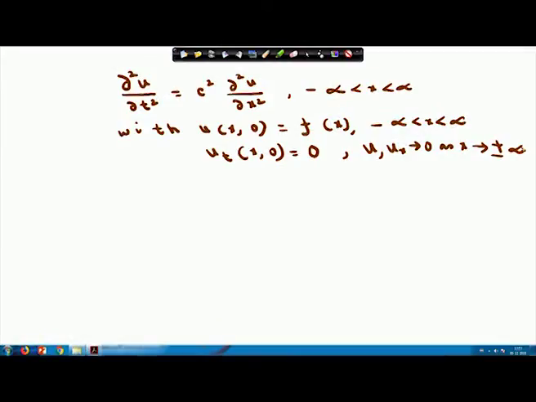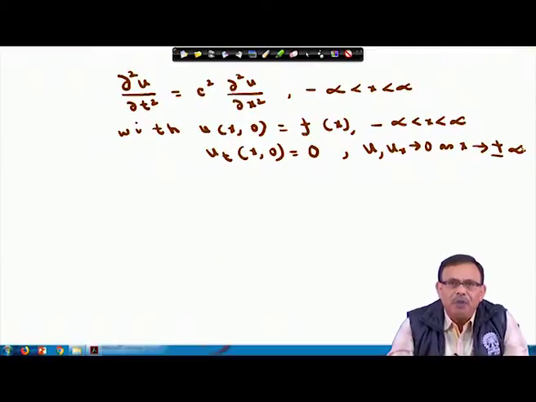Now, let us take another problem and see how to find out the solution of this problem. Let us have a look at this problem. The PDE is del 2u del t square equals c square del 2u del x square, where x varies from minus infinity to infinity, with the conditions given as u(x, 0) equals f(x), u_t(x, 0) equals 0, and u and u_x both approach 0 as x approaches plus minus infinity.